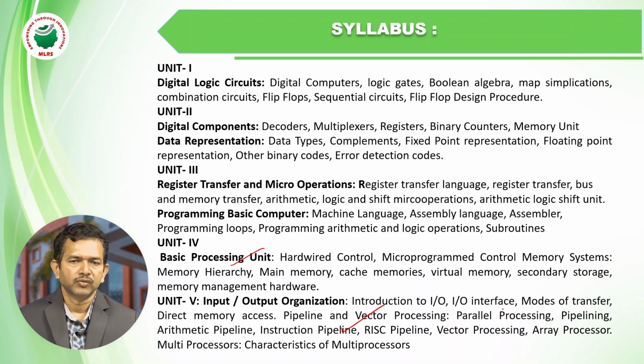All these 5 units comprise the 5 components of a digital computer. Unit 1 is the basic or introduction part. Coming to unit 2, we go for component 2, unit 3, component 3, unit 4, component 4, and unit 5, component 5. All these 5 components comprise a digital computer. In depth, we will study what each and every unit is going to do for us.